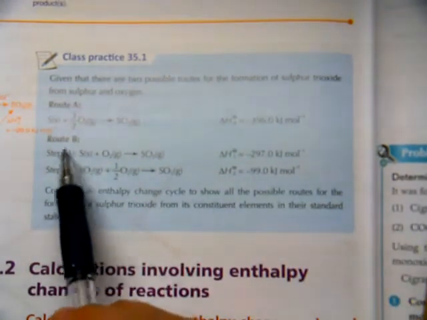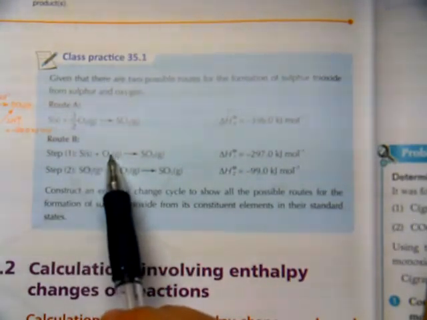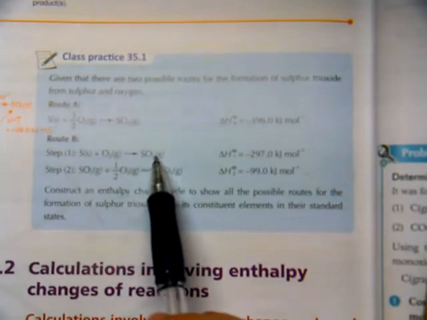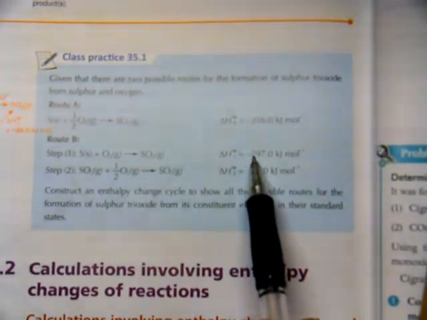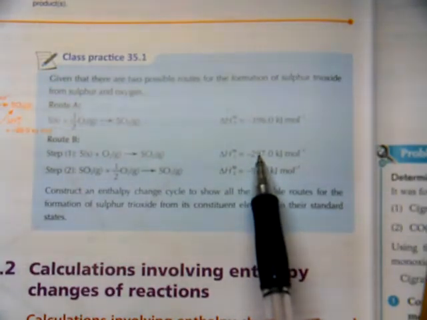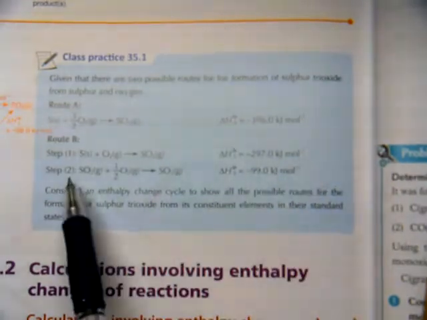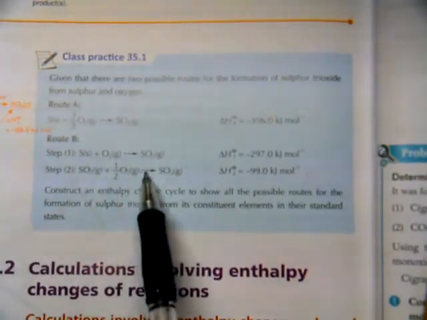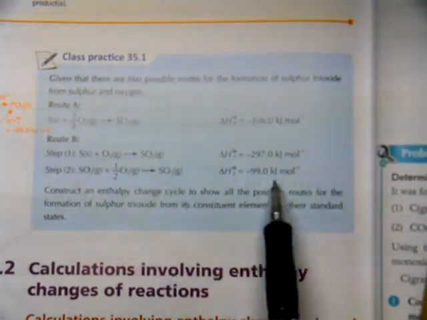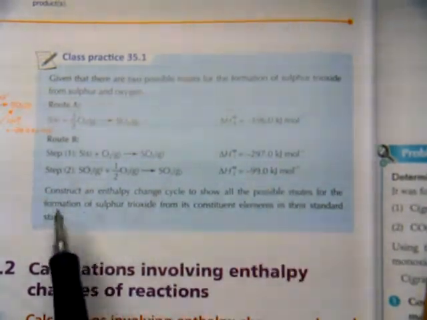The second route, route B, has two steps. For the first step, sulfur reacts with oxygen to form sulfur dioxide. Delta H1 is equal to negative 297.0 kJ per mole. This is the second step of route B. Sulfur dioxide combined with half O2 to form SO3 has a value of negative 99 kJ per mole.